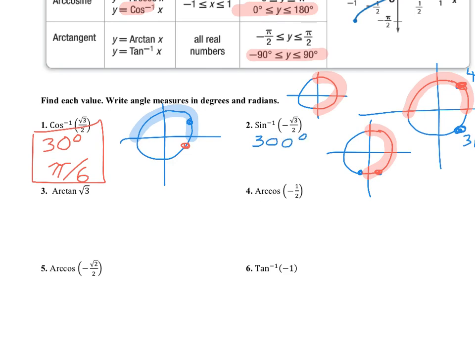But even though 300 degrees is in quadrant 4, which is what we want, if you look at the domain and range restrictions, we want to be between negative 90 and 90 degrees. So 300 degrees is equivalent to negative 60 degrees, and it falls in the range of negative 90 to positive 90. And now we just convert that to radians, which is negative pi over 3.